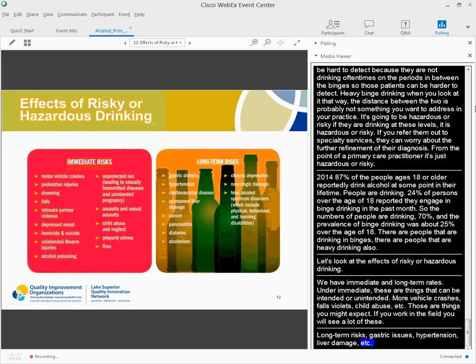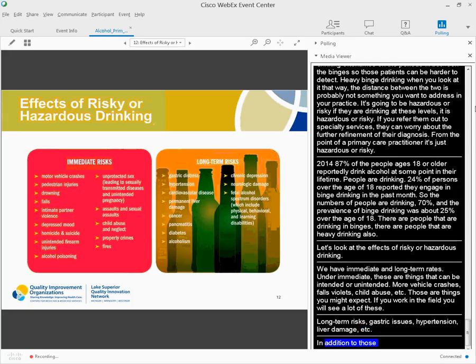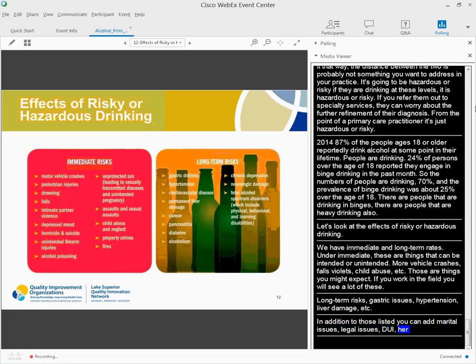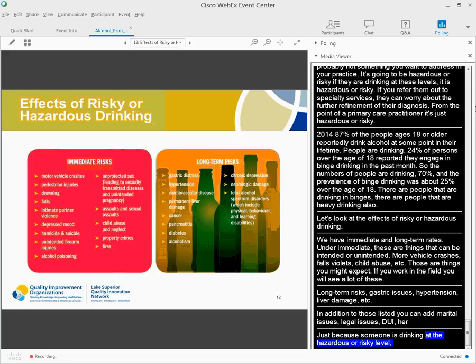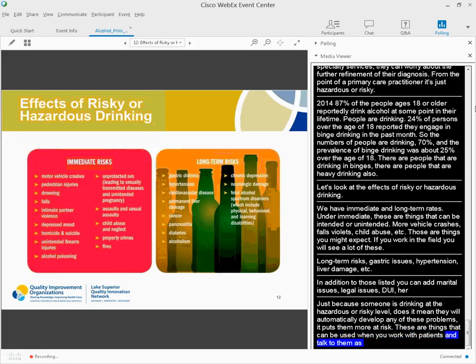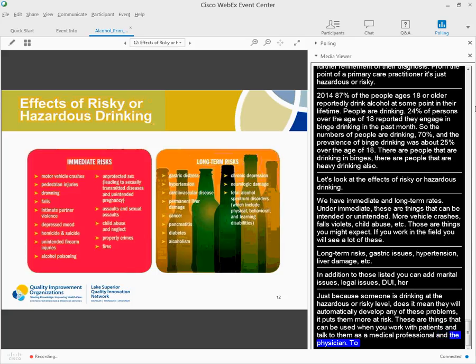In addition to those listed, you can add marital issues, legal issues, DUIs, alcohol-related driving offenses, occupational impairment, missed work, poor productivity, familial dysfunction, all those things. Now again, just because someone is drinking at the hazardous or risky level doesn't mean they're going to automatically develop any of these problems. It just puts them more at risk for that. And I think these are things that can be used when you work with patients, talking to them as a medical professional, as their physician, as their nurse, as their care manager, as their social worker, to tell them that if you continue drinking at these risky and hazardous drinking levels, these are some of the things that you may encounter.